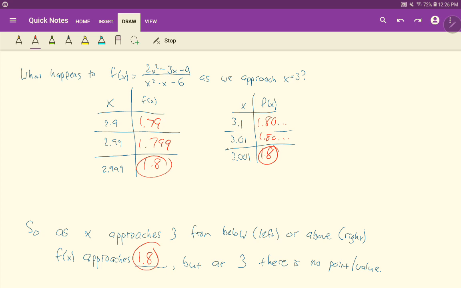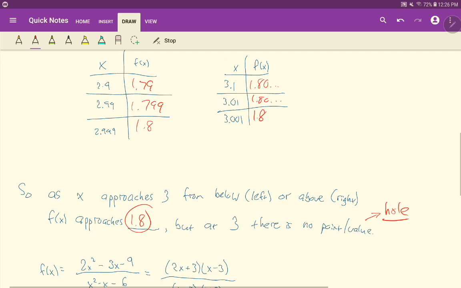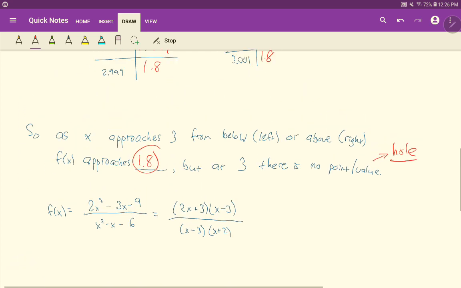So how do we indicate something that doesn't exist? We're going to put a hole, a single open circle like that in our graph, and that will indicate a single non-point. We can get as close as we want to 3, and the closer you get to 3, the closer we're going to get to 1.8 on either side in this particular function. But if we actually get to 3, there will be a hole, an open circle, indicating a single non-point.